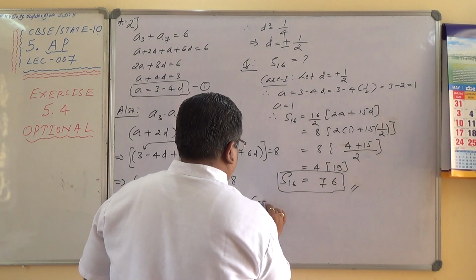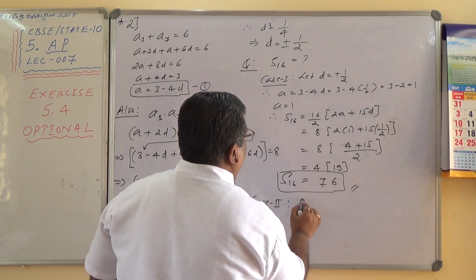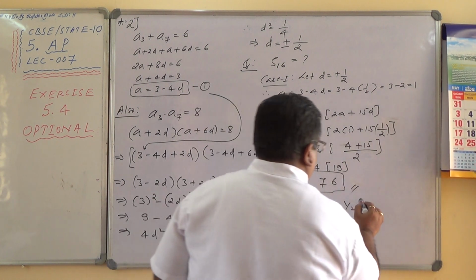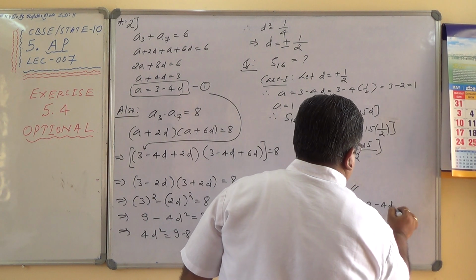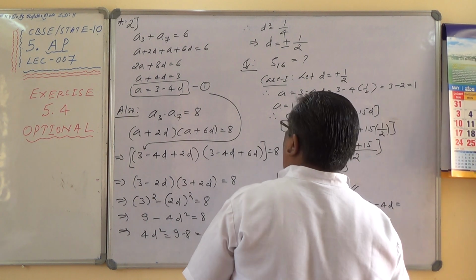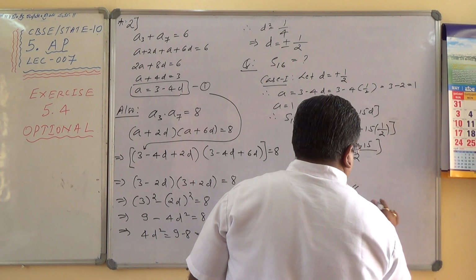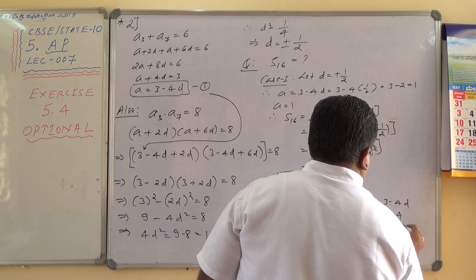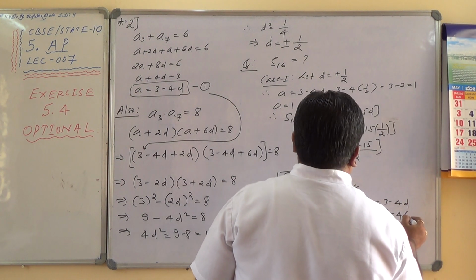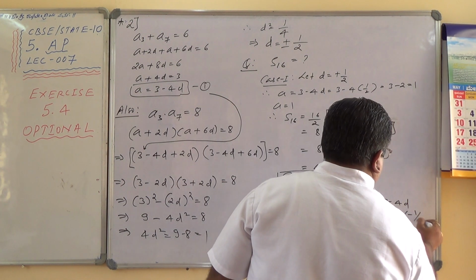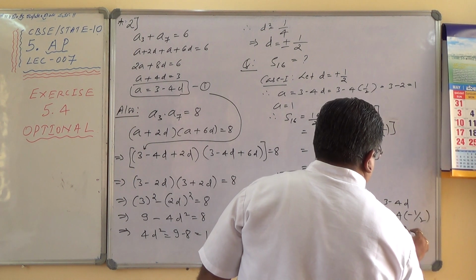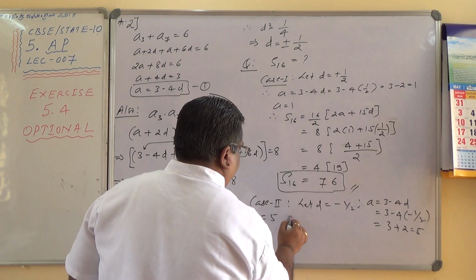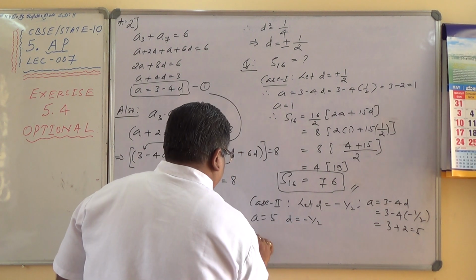Case 2, let D equal minus half. Therefore A minus 4D equals... A equals 3 minus 4D, which is 3 minus 4 times minus half, which is 3 plus 2, which is 5. So A equals 5, D equals minus half.